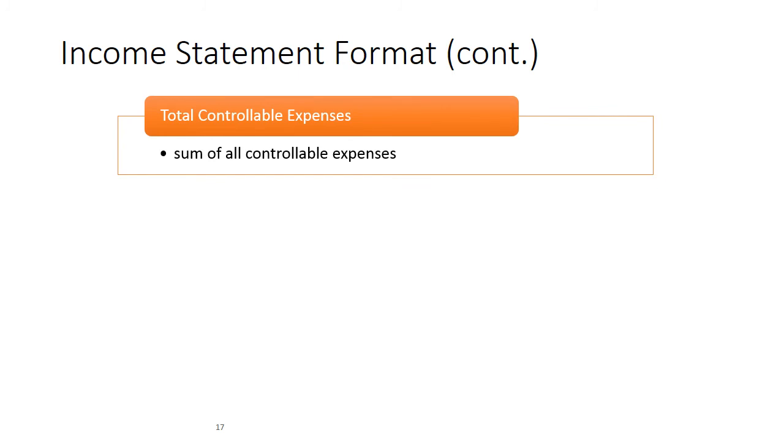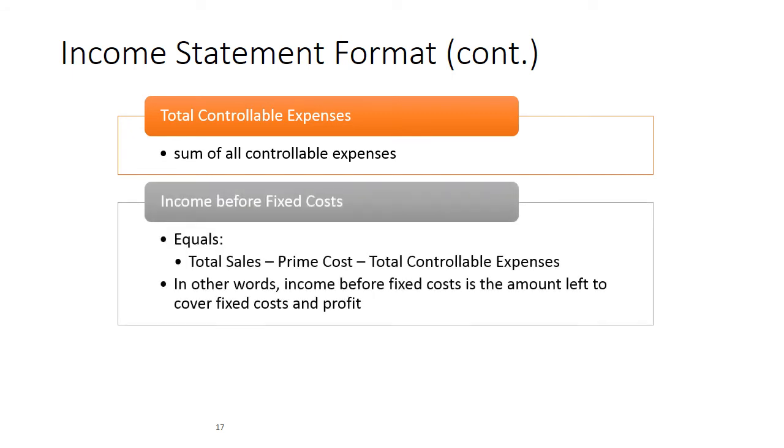Okay, total controllable expenses, well, we add all of those up. Add up every controllable expense we have. Then we get income before our fixed costs. So we have all of our revenue, we take out our cost of goods sold, and then we have our gross profit. Then we take out our prime cost from our revenue, and then we have income before controllable expenses. Then we have income before fixed cost. So that's going to be total sales minus our prime cost minus our controllable expenses. So everything that we've brought in, we're able to cover fixed costs and profits together.